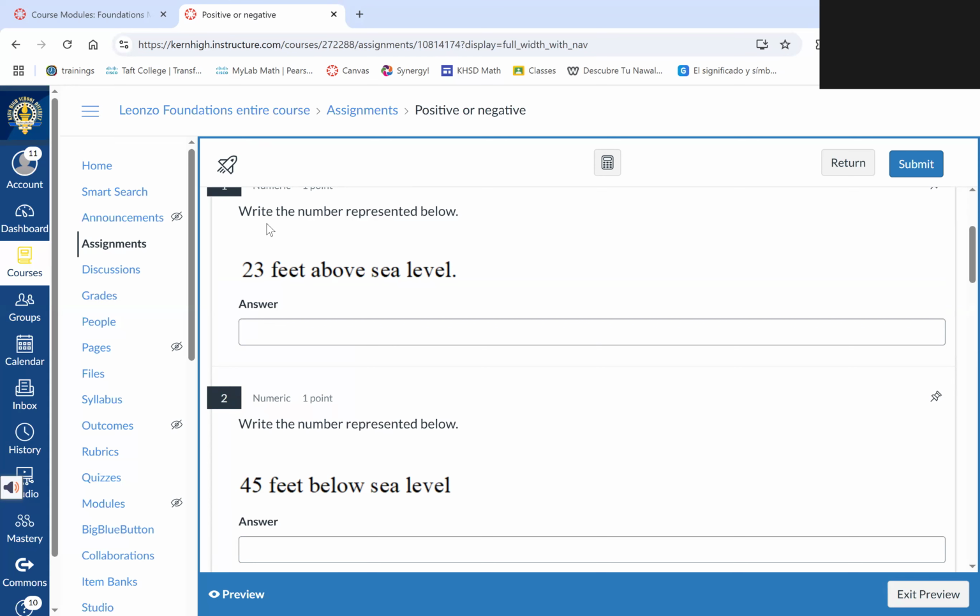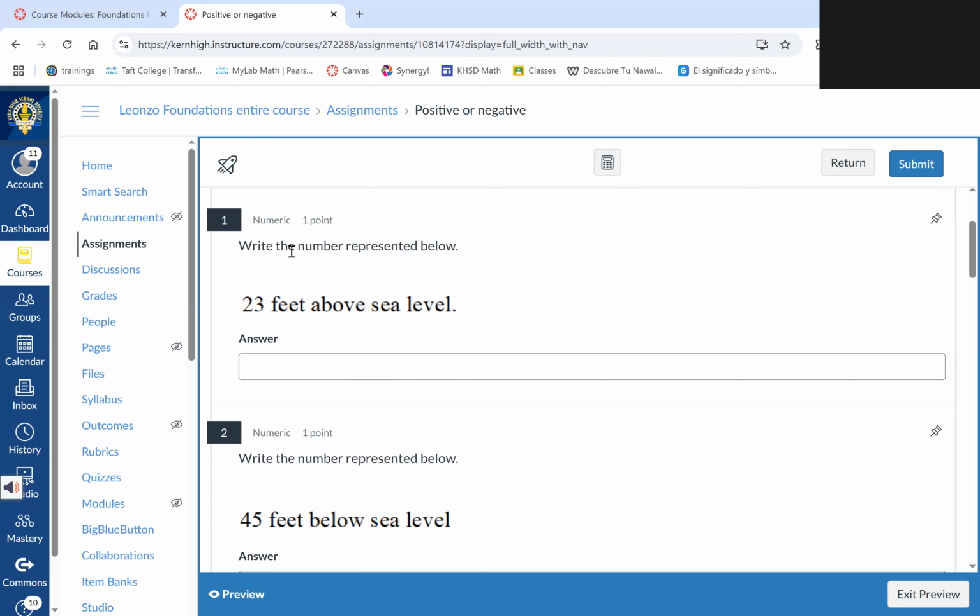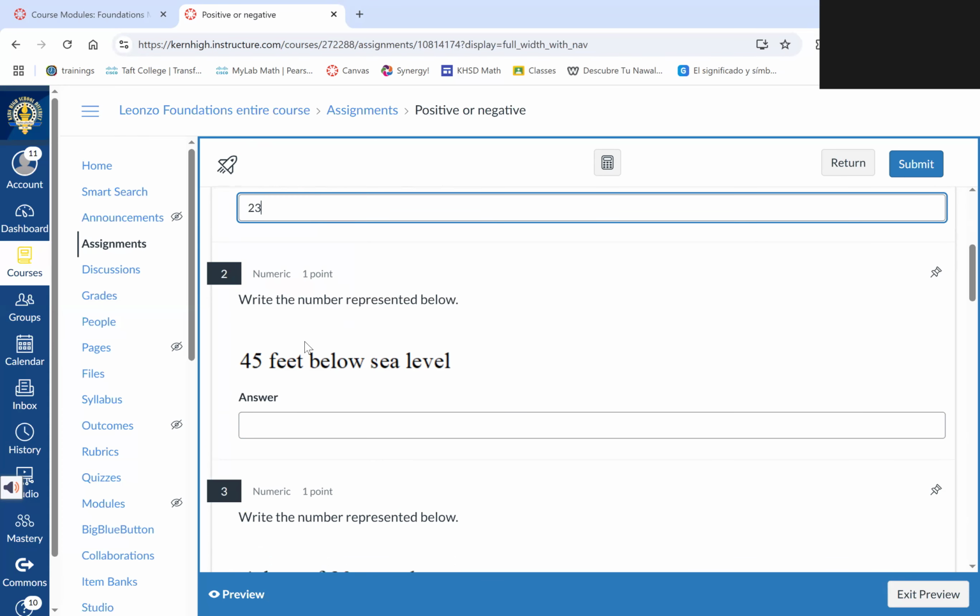Looking at this, for example, my question here says, write the number represented below: 23 feet above sea level. So it is above, so it's a little higher. That's a positive 23. In foundations, we're starting to look at positives and negatives. So that's correct. Now looking at question number 2, 45 feet below sea level. Because it's down, it's below, I'm going to be negative 45.